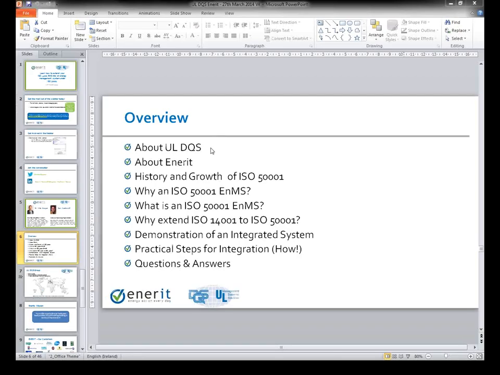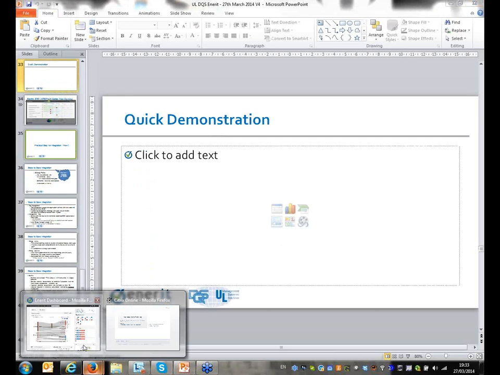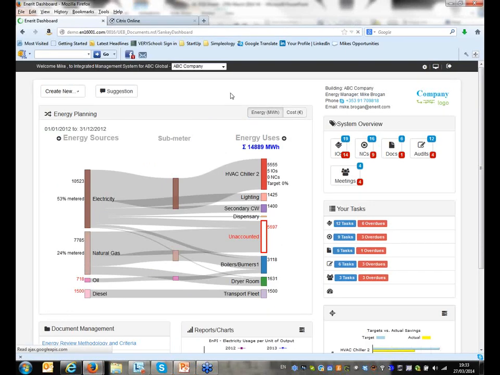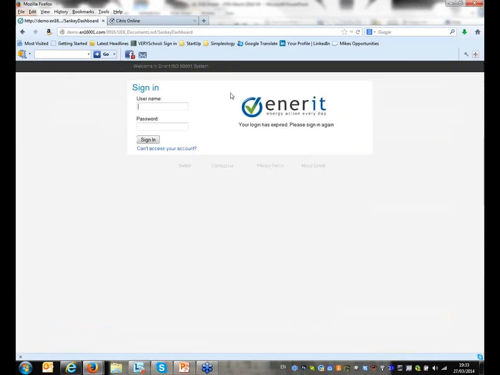What I'm going to do is switch now to a quick demonstration of what I've described as an integrated management system. It's a demonstration of our product, just to give you a flavor of what can be achieved. Just logging in here.